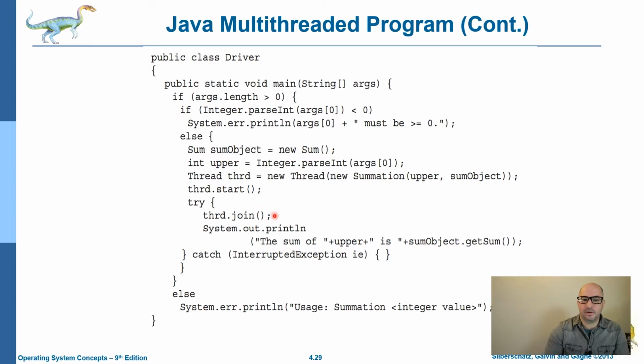The main thread here then attempts to join that thread that was just started, meaning it's waiting for that thread to complete. Once it does so, it knows that the Sum object, the reference that it passed, has been updated by that thread, and the value has been calculated and ready to be displayed. If there is any kind of error running this thread, an exception will be raised. In this case, the main thread ignores it.